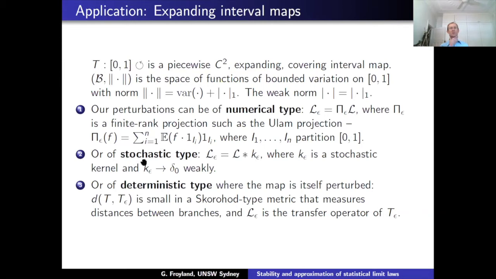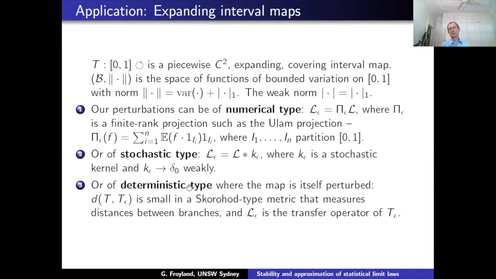Okay, and our perturbations can also be of stochastic type. If you have a stochastic kernel, K epsilon, converging weakly to a delta, then you convolve and you get some perturbed transfer operator. Dynamically, you can think of this as: you apply the map, then you add some noise, and then you run the map again and you add some noise. So dynamically, that's what this would represent.